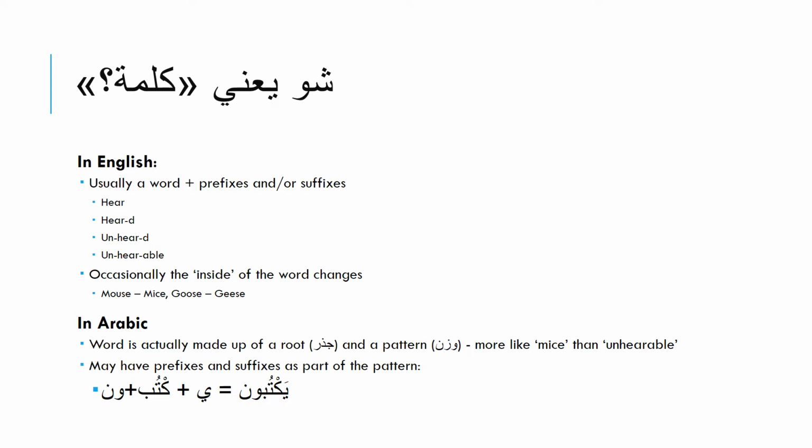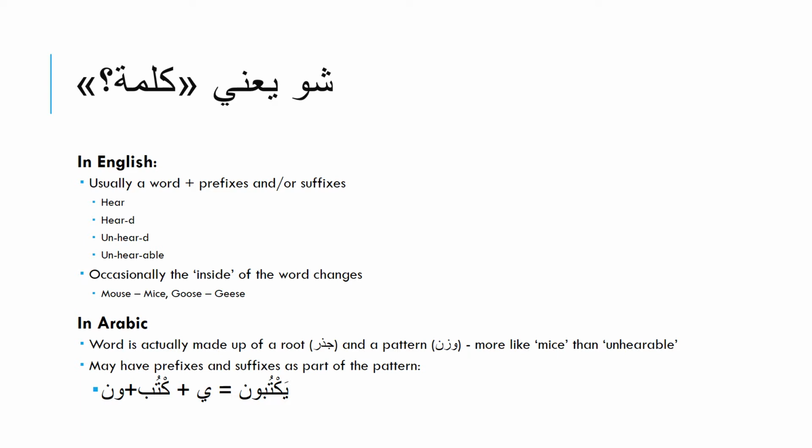In Arabic, we can actually break words down a little bit further into 2 constituent parts. A root, what we'll call in Arabic jadr, and a pattern, what we call in Arabic wazn. So Arabic words are a lot more like mice, where there's stuff going on in the inside of the word, than words like unhearable, where there's a lot of bits added on to the beginning and end, but there's this core section of the word. In Arabic, there are 2 core parts of the word, and they combine to make a word.